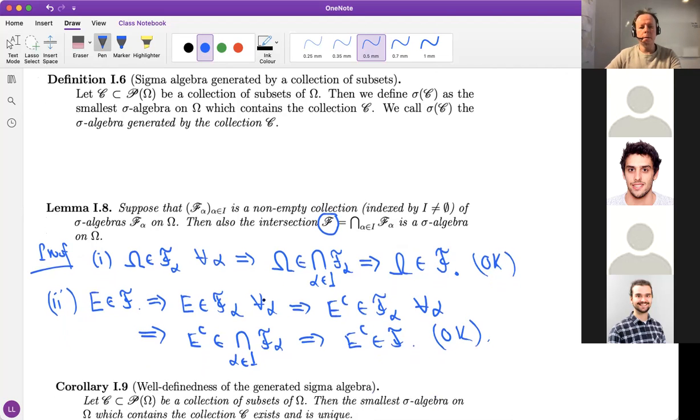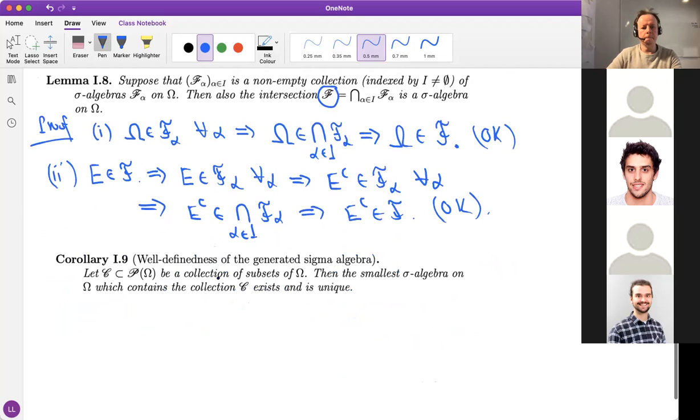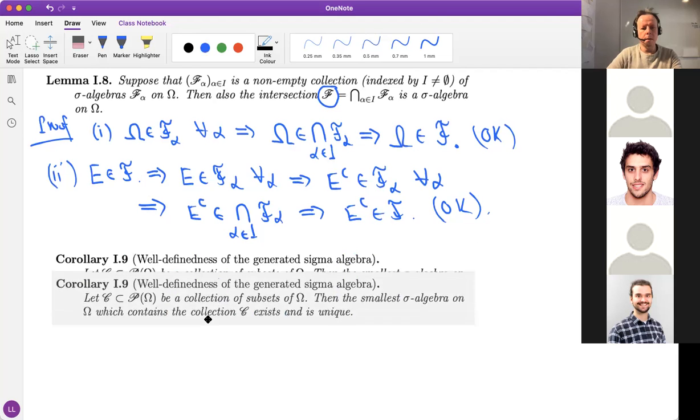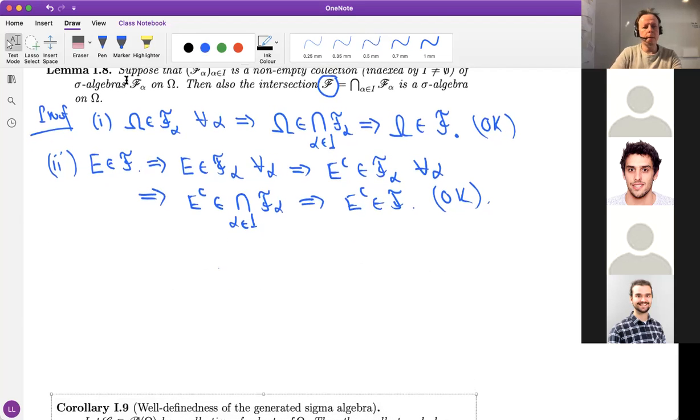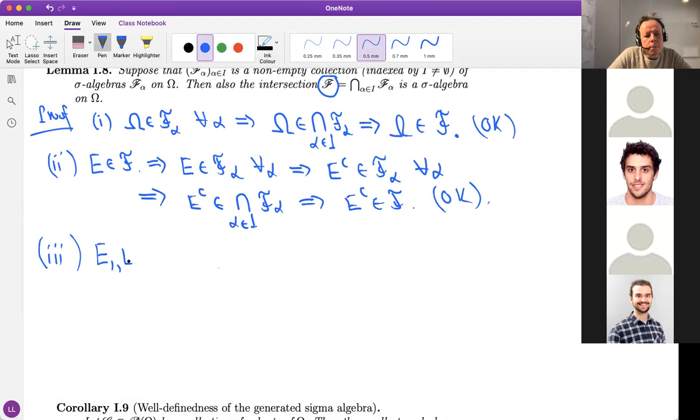Then we have the third property. The third property: we assume that we take E1, E2, a countably infinite list of elements in F, and we ask, is the union of these also in F? So let's see what happens.